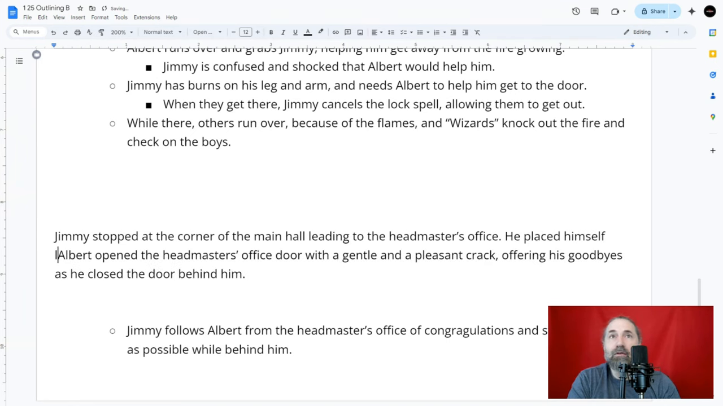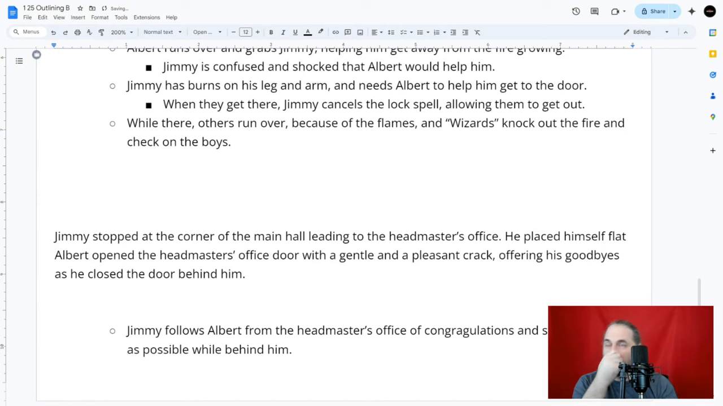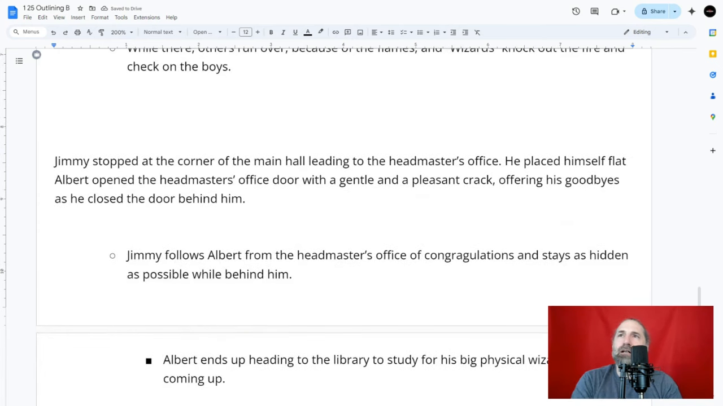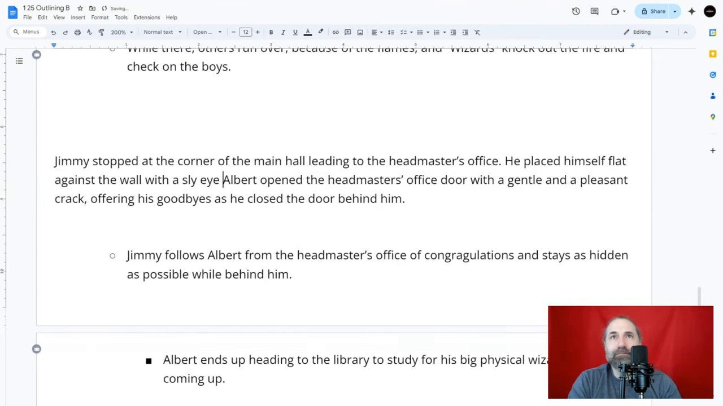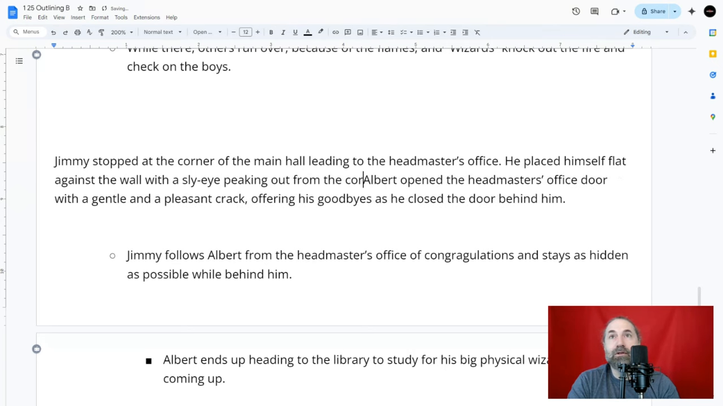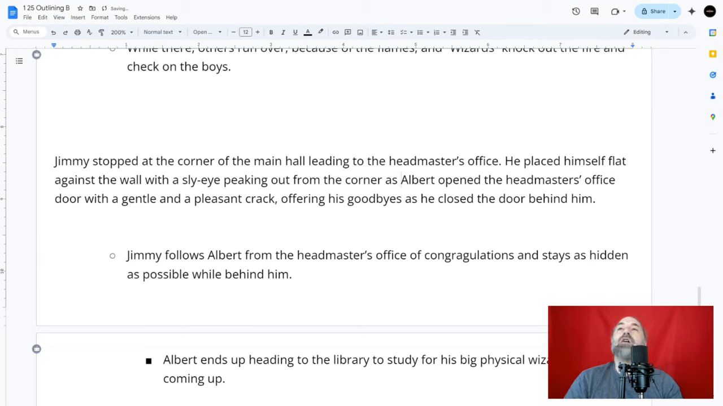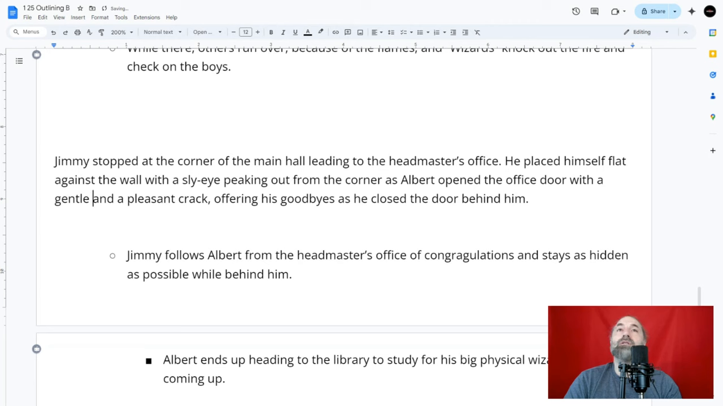Placed himself. By the way, this is not perfect writing. This is just getting it out of my head. He placed himself flat against the wall with a sly eye. I think it's sly eye. Peeking out from the corner as Albert opened the office door with a gentle crack and a pleasant goodbye, before closing the door behind him, right?